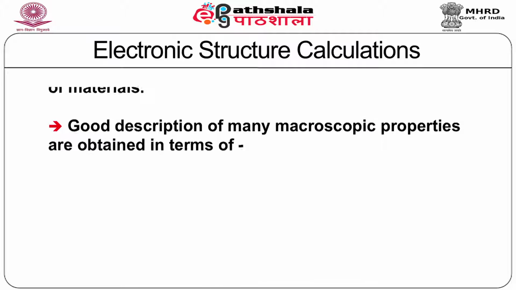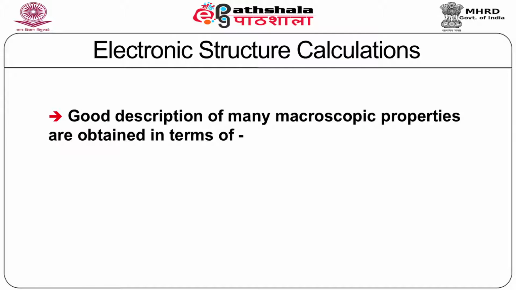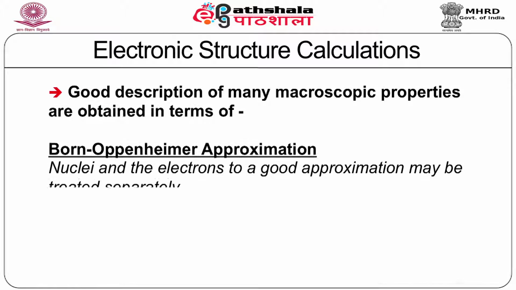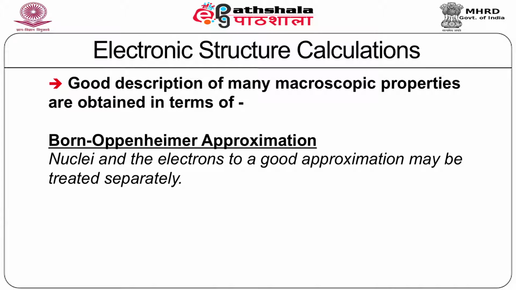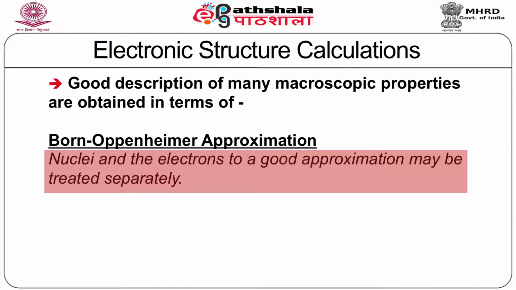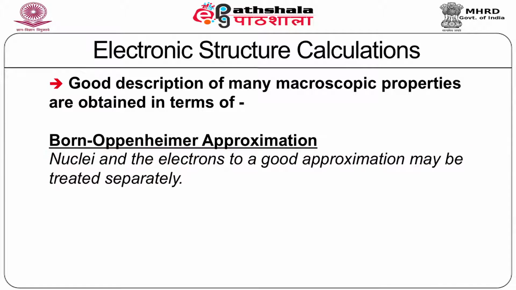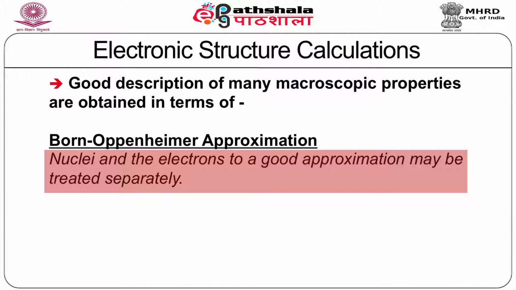Good description of many macroscopic properties are obtained in terms of two major approximations. The first one is the Born-Oppenheimer approximation, which has been already discussed. The essence of this approximation is that the nuclei and the electrons, to a good approximation, may be treated separately. This is justified by the fact that the motion of the nuclei, which are much heavier compared to that of the electron, is significantly slower compared to that of the electron.